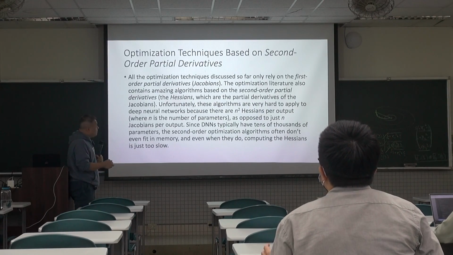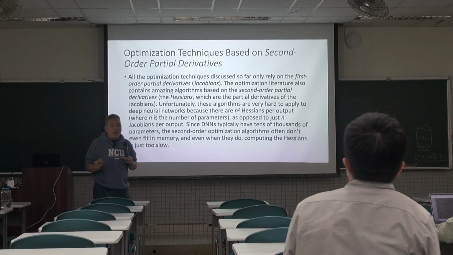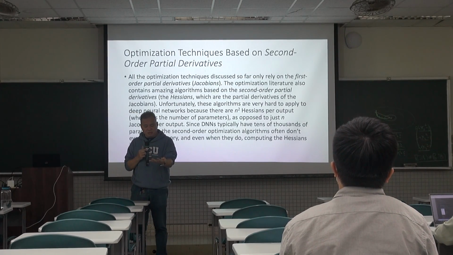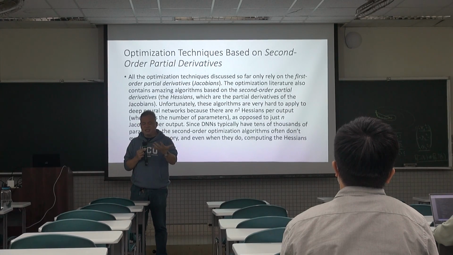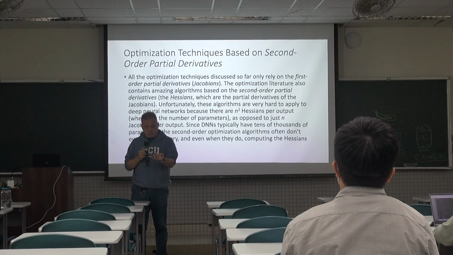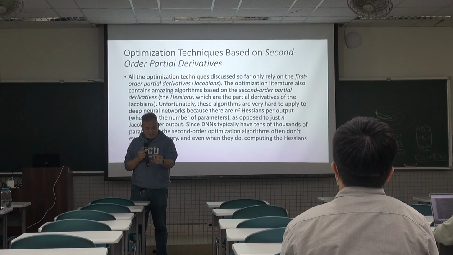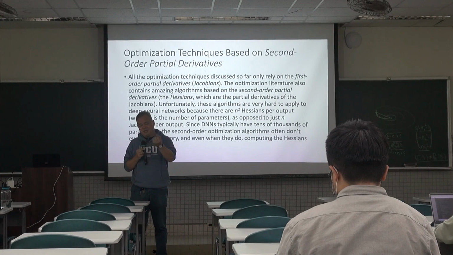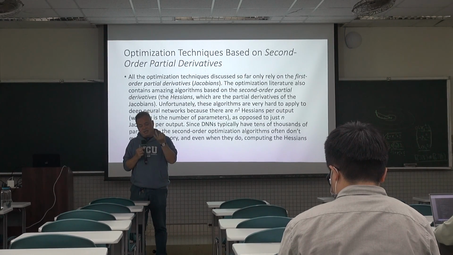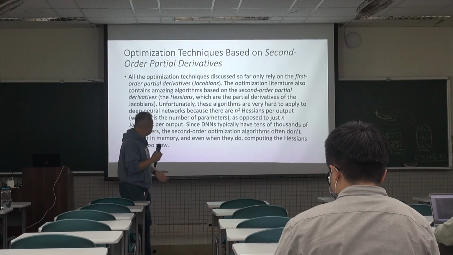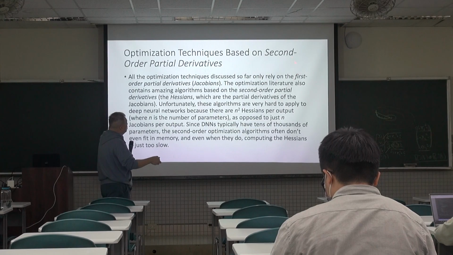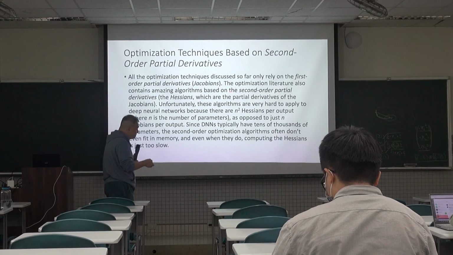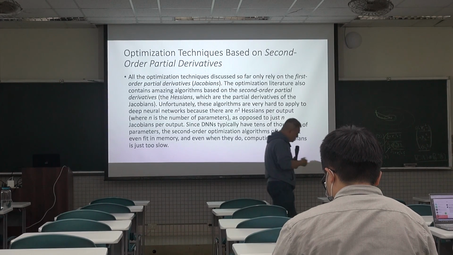And also, all these optimization techniques that I have talked about, including SGD, momentum, NAG, Adagrad, RMSprop, Adam, Adamax and Nadam, rely on first order partial derivatives. We call these the Jacobian in mathematics, the first order partial derivatives.